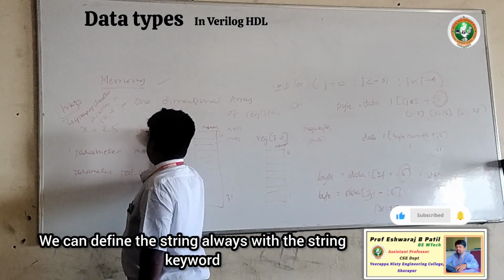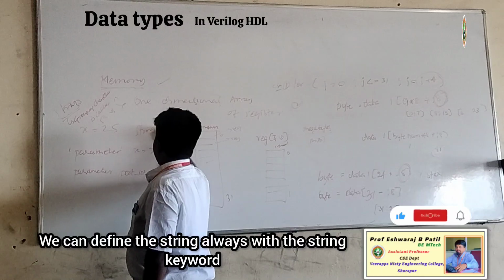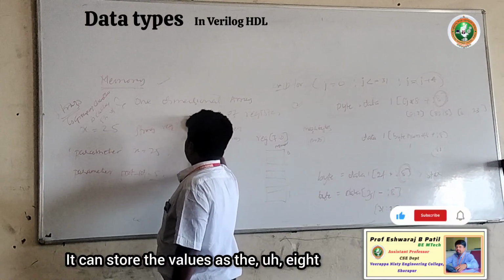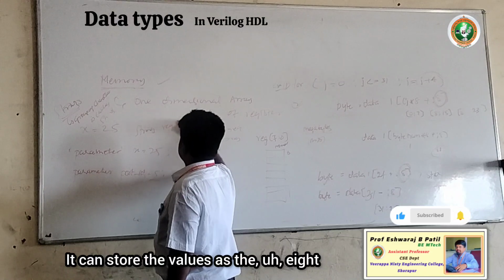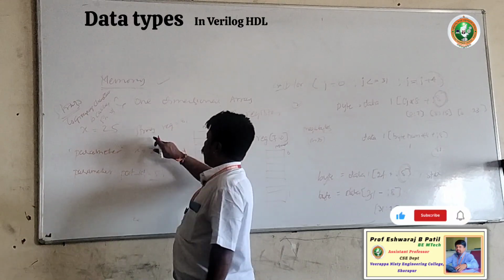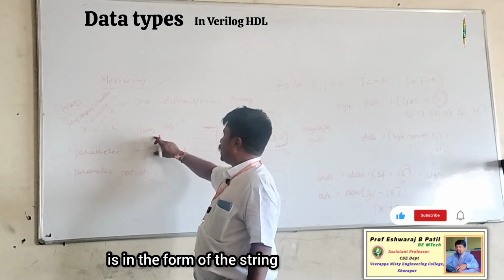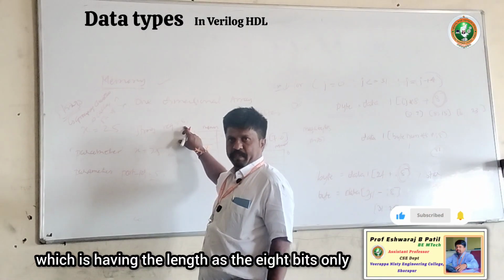We can define the string always with the string keyword, and also we define the string register. It can store values of 8 like this. This type of string register stores values in the form of a string having a length of 8 bits only.